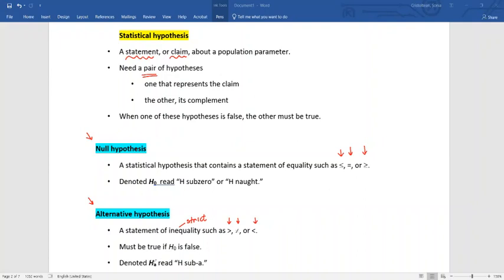It is denoted H sub A, and in some statistical books, you may see H sub 1. This is also a notation used for the alternative hypothesis. So the first step in any hypothesis test type of problem will be to identify these two hypotheses. For that reason, let's practice.